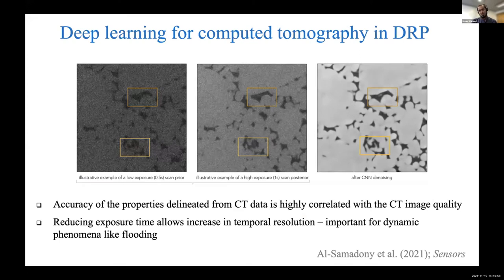And the downside is that if you want good quality images, you need to scan the samples for a long time, which restricts the temporal resolution at which you can study different phenomena. So what we do here is we train a deep learning network based on poor quality images, which are low exposure images, so they take less time.